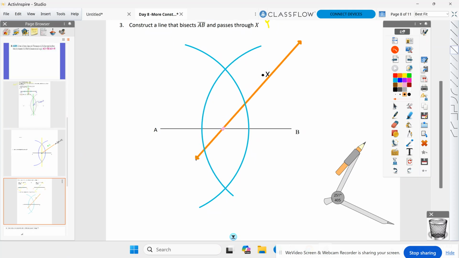So if you have both the perpendicular bisector and the actual bisector we're looking for, that's fine. Good work.